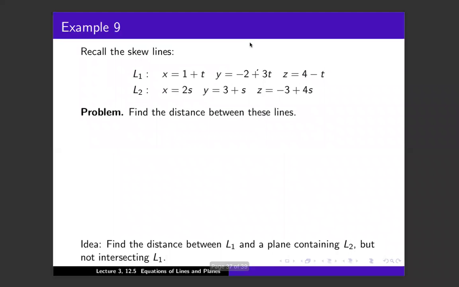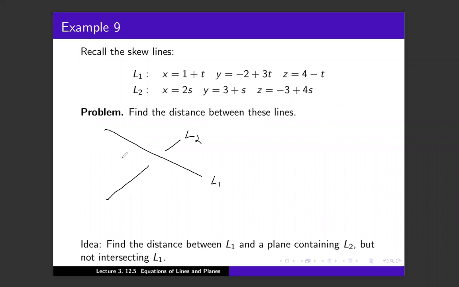what if we want to find the distance between skew lines? Right now we have these skew lines from before, and I want to find the distance between these lines. Now this is a trickier problem, a little bit trickier than finding the distance between two planes, but we can do this. There's a trick that we're going to use. So here you've got our two lines. Here's L1, and here's L2.